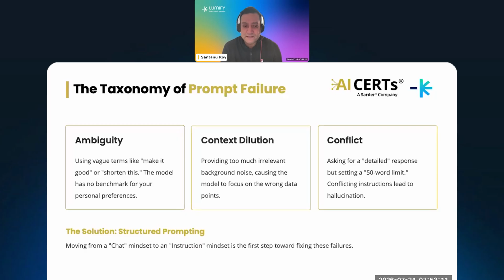So, what is the fix? The fix is structured prompting. Instead of chatting casually with an AI system, give it clear, step by step instructions. Think like this: you're not simply chatting with AI, you're giving instructions to a machine. If you don't give the instructions properly, how can you expect the AI systems to deliver the best output, the desired output?